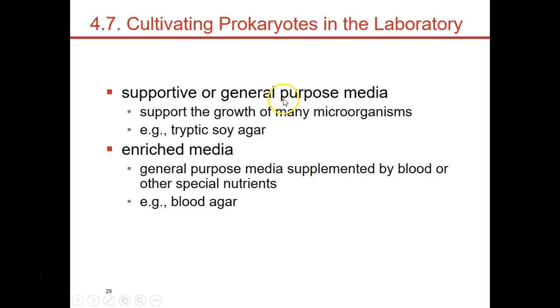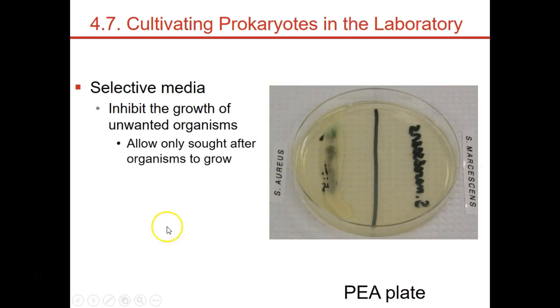So general purpose media are the media that grow all different types of organisms. Whereas enriched media have been enriched by something. So they're a general media that has gained something like blood or a certain nutrient. Some of the media that we'll use in our lab is known as selective media. Selective media inhibits the growth of some types of organisms. So only certain types of organisms will grow.